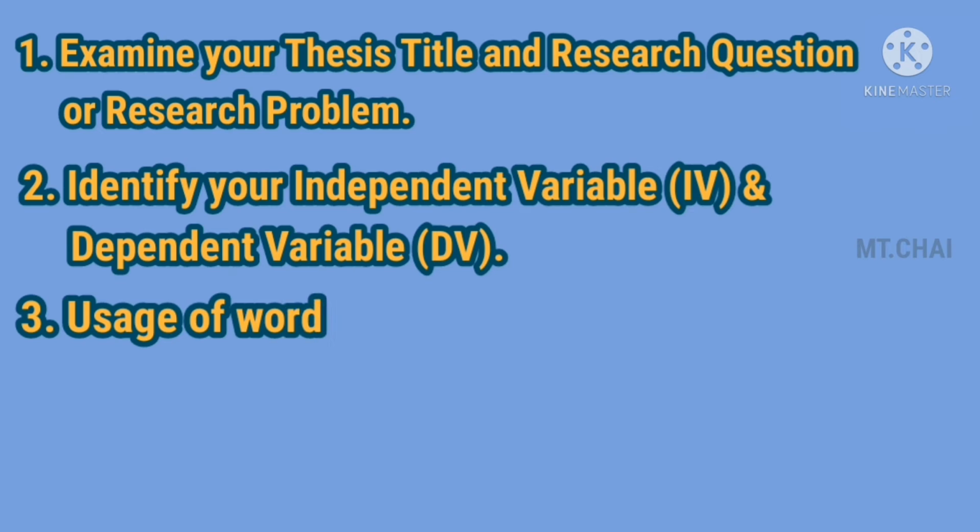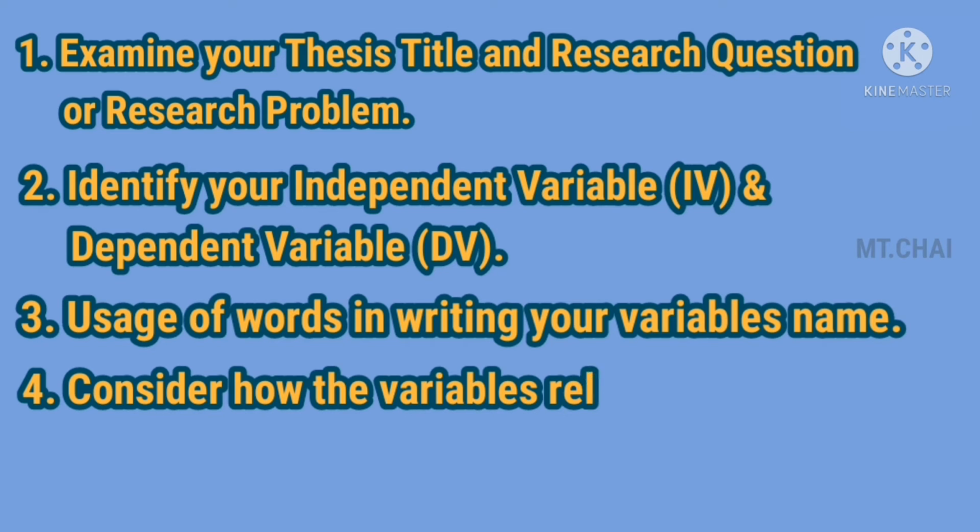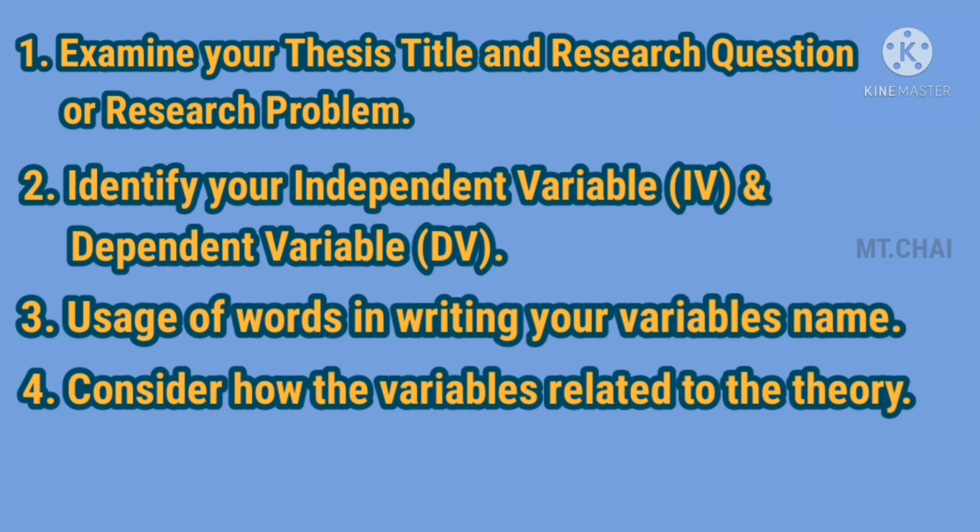Number 3. Usage of words in writing your variable's name, either 1 to 3, or 4 to 6, or 6 to 8 words long. The shorter the usage of words in writing your variable name in the theoretical framework, the better it is. But ensure to explain more detail about the variables in the literature review. Number 4. Consider how the variables are related to the theory. Either you adapt or adopt this theory, but provide adequate information related to the theory in the literature review.